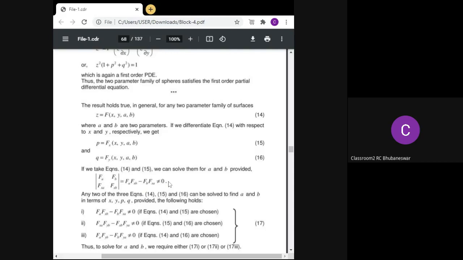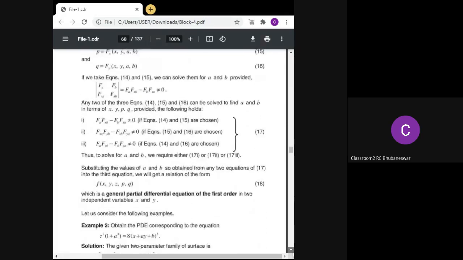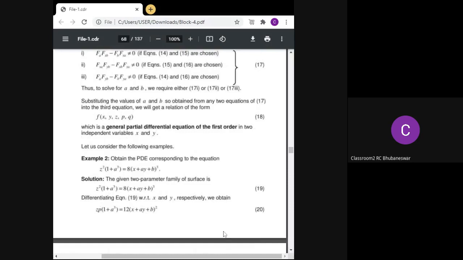So under this condition, equation number 14 and equation number 15 together give us a differential equation in the form of a linear partial differential equation. So here, after eliminating the arbitrary parameters a, b, we have a function in the form of f(x, y, z, p, q). And here p and q must be the partial derivatives with respect to x and with respect to y respectively. And here x and y are the two independent variables in this expression.